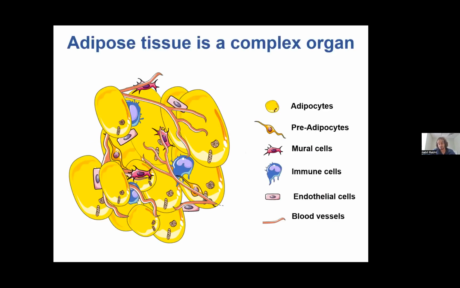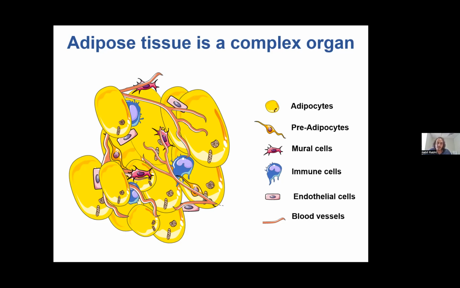To do so, as you know, adipose tissue is a very complex organ. It's actually composed of different cell types. White adipocytes are the major cell type within the tissue, but in number they represent only 30% of the tissue. The other part, which we call the stromal vascular part, or the stromal cells, is composed of pre-adipocytes, mural cells, immune cells, and endothelial cells, and is the majority of the tissue.